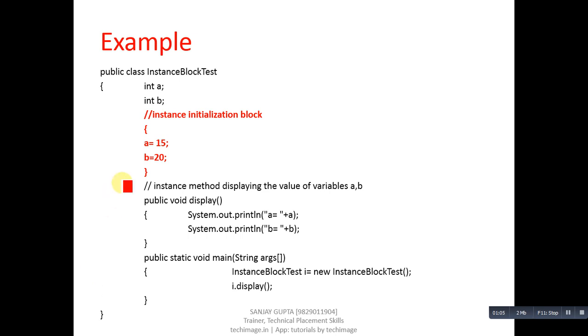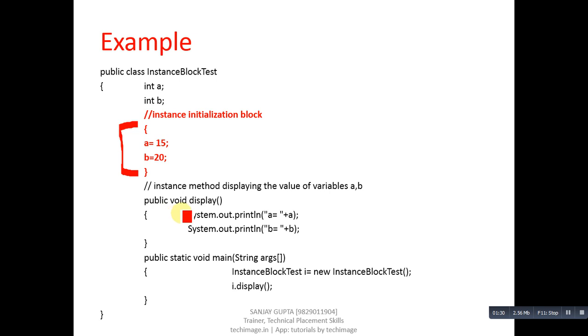So this is the example of instance initialization block. In this class, I have declared two variables A and B. These variables are initialized with the help of this instance initialization block. Instance variables are those variables which are declared without the static keyword. So those variables which are not static are known as instance variables.